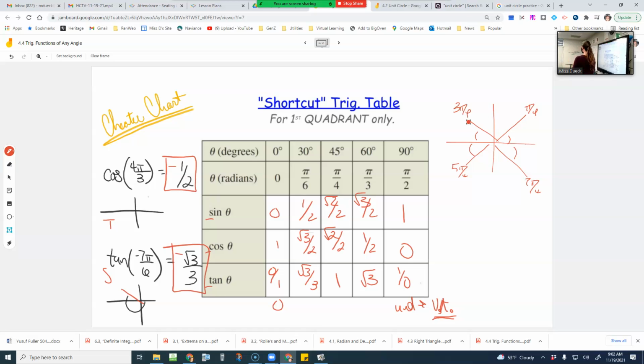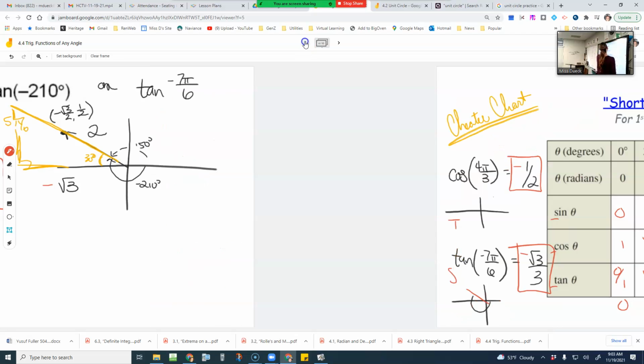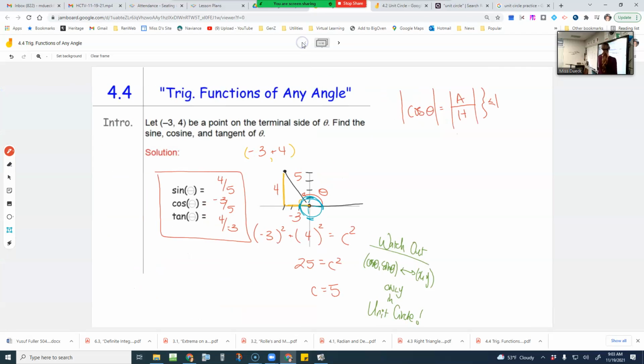So anything that is a third after reducing, a fourth after reducing, a sixth after reducing is going to have the same reference angles as what you see here, just in different quadrants. And if you guys can figure out what quadrant, you can assign what sign.